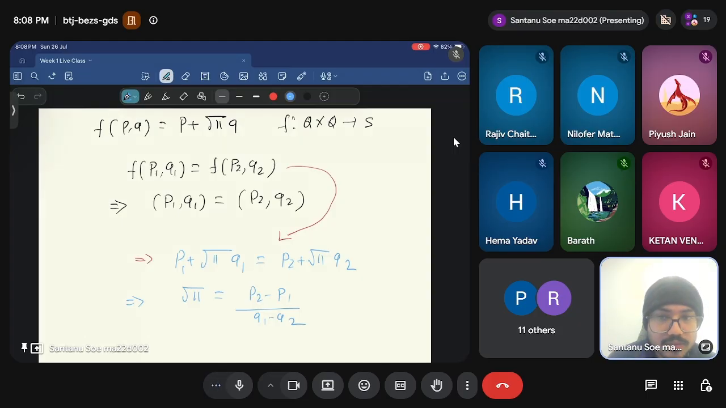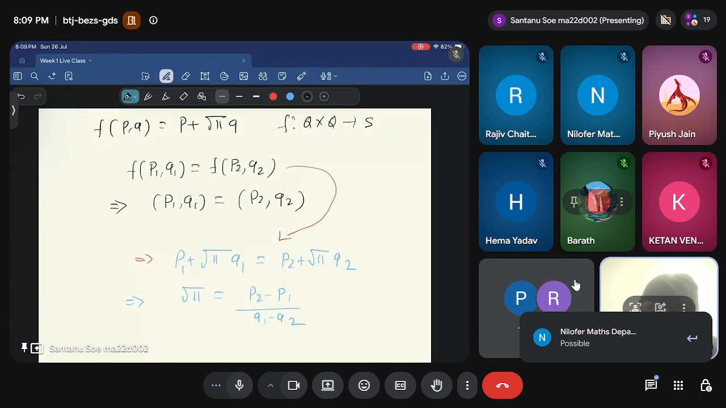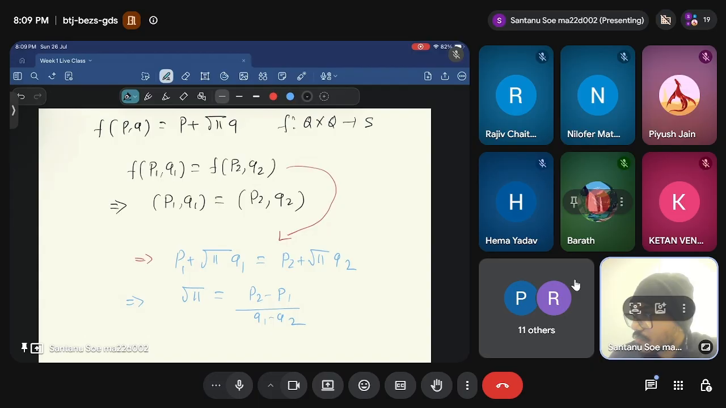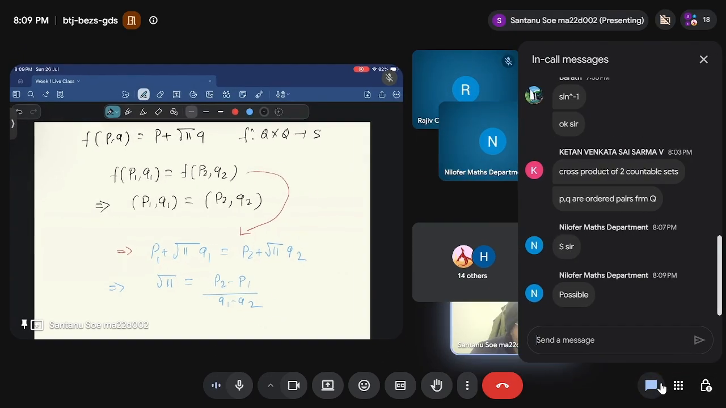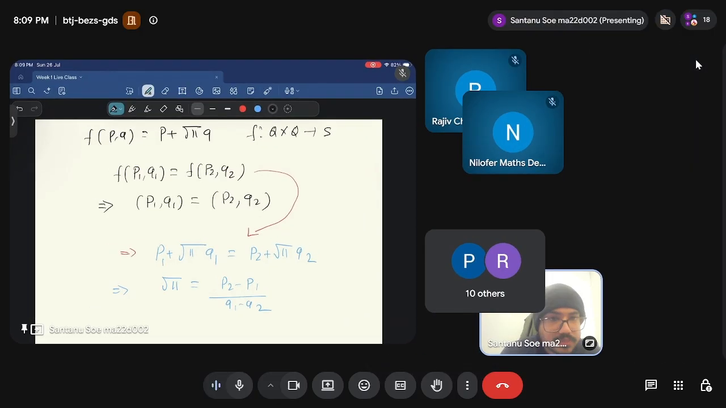Is it possible, anyone? Is it possible to write like this for distinct p1, q1 and p2, q2? Sorry, tell me. If someone said anything, right? No, right? The answer should be no, right? Why is it a no? Okay, someone has written something. Is it possible? Why are you saying it is possible?